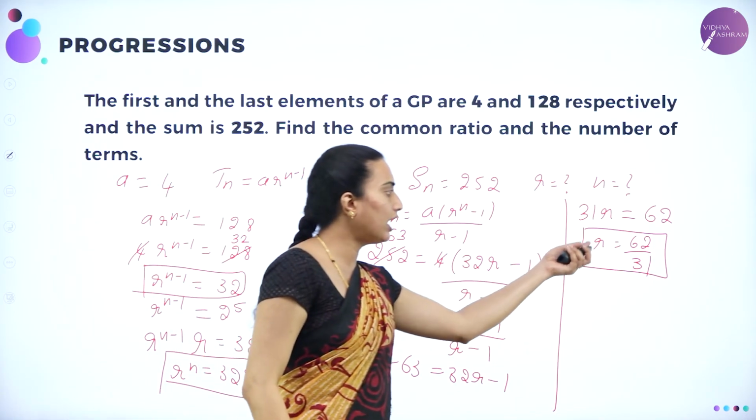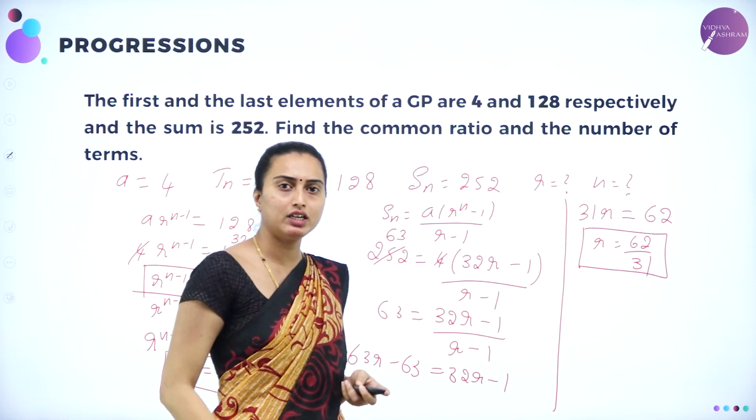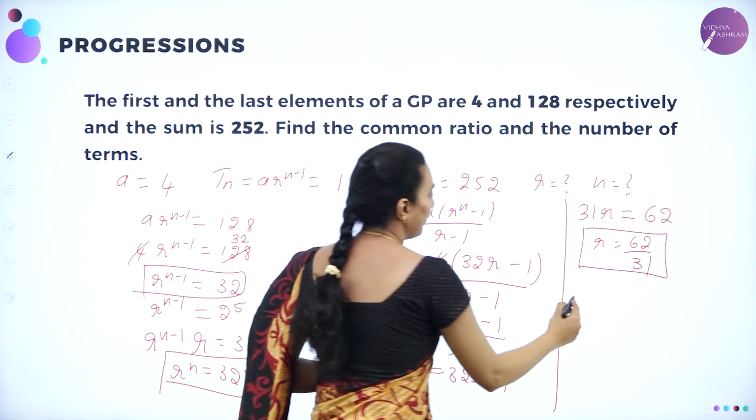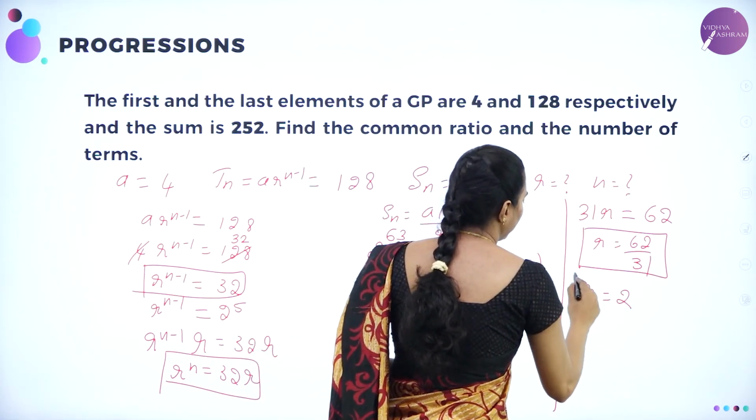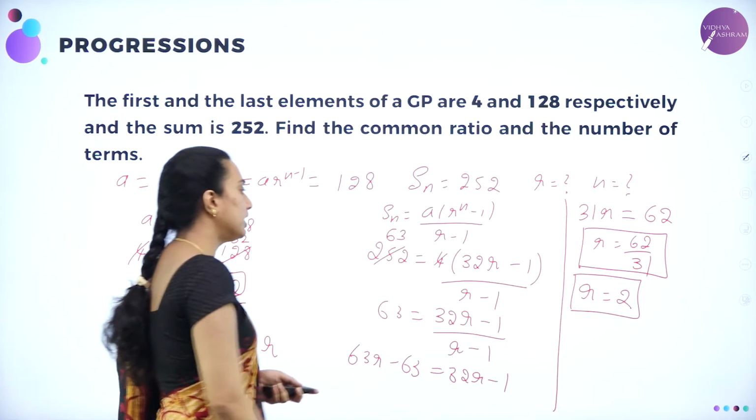Now dear students, r is equal to 62 by 31. 31 times 2 is 62. Therefore, r will be equal to 2. Therefore, now r is equal to 2.